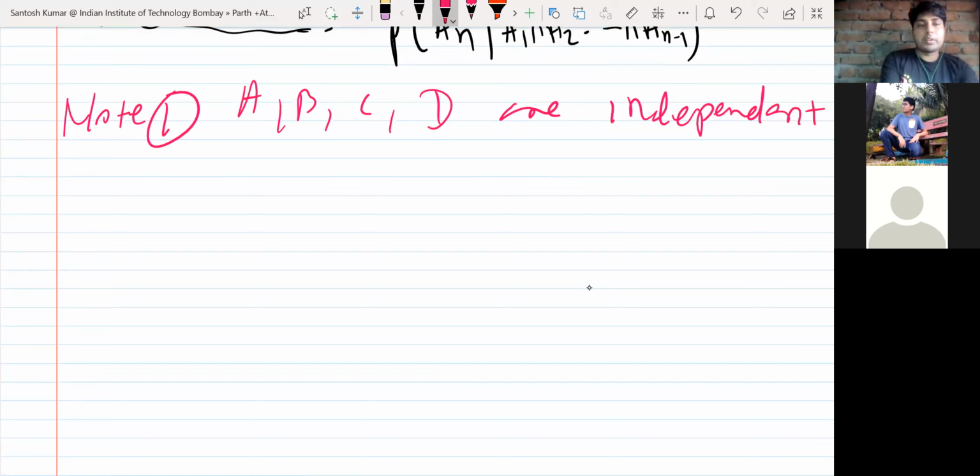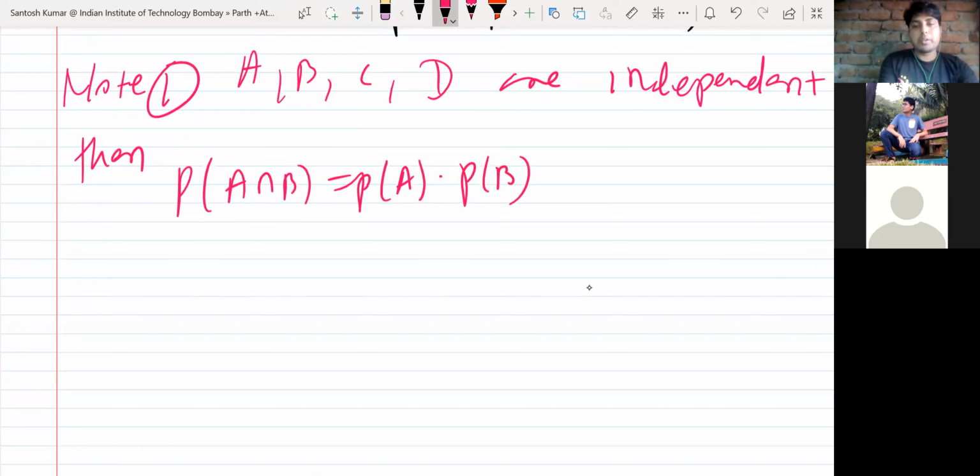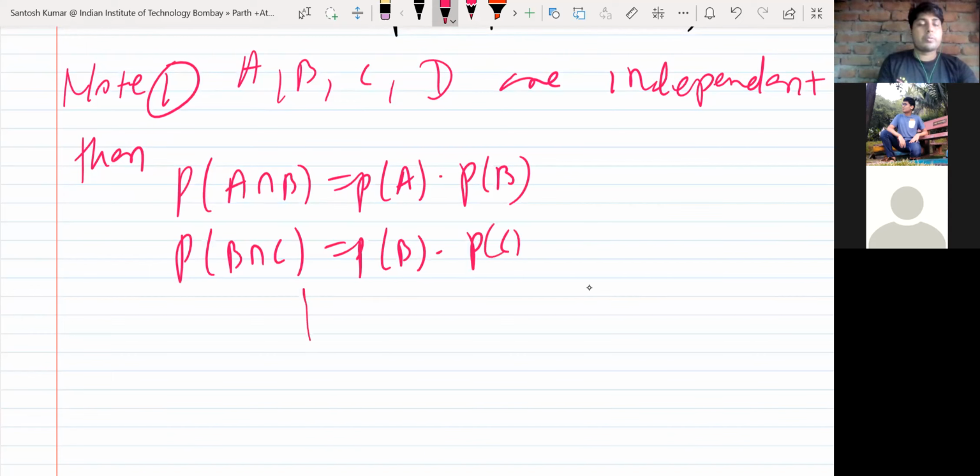Okay. Then what will happen? In that case, probability of A intersection B is going to be PA into PB. Probability of B intersection C will be PB into PC. Similarly, all pairwise possibilities, how many will there be? Pairwise 4C2, so 6 terms will be there: AB, AC, AD, BC, CD, BD. So 6 terms will come.